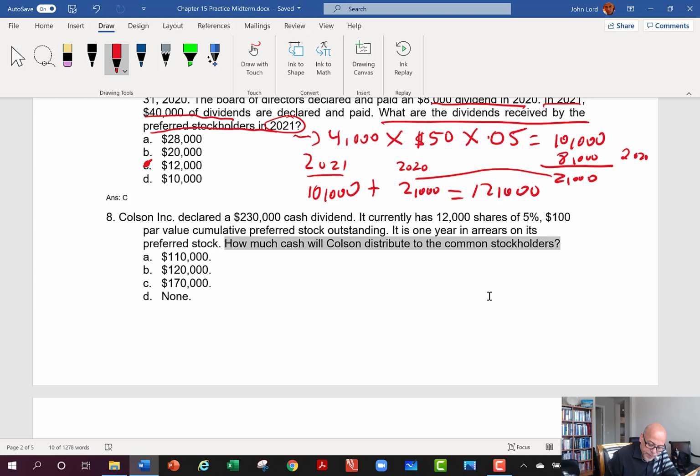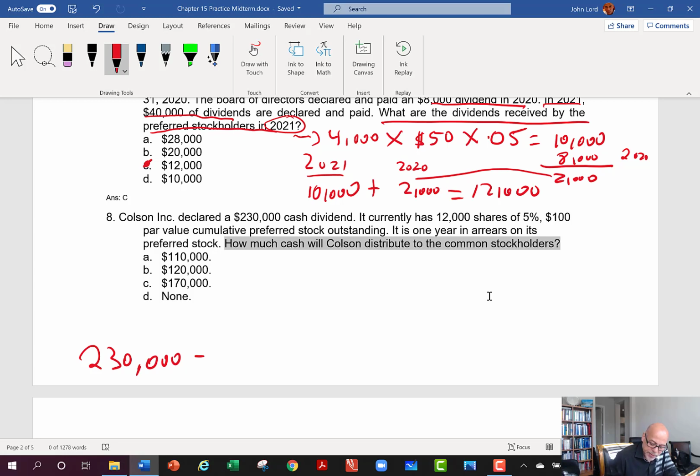But in this case they didn't have participating, so it says Colson declared a $230 cash dividend. I'm going to write that number down, because after I pay my preferred shareholders, I'm going to have an amount left to go to my common shareholders. So it's $230,000. It currently has 12,000 shares of 5% $100 par value cumulative preferred stock outstanding. It is 1 year in arrears on its preferred stock. So how much will be left to pay to the common shareholders?